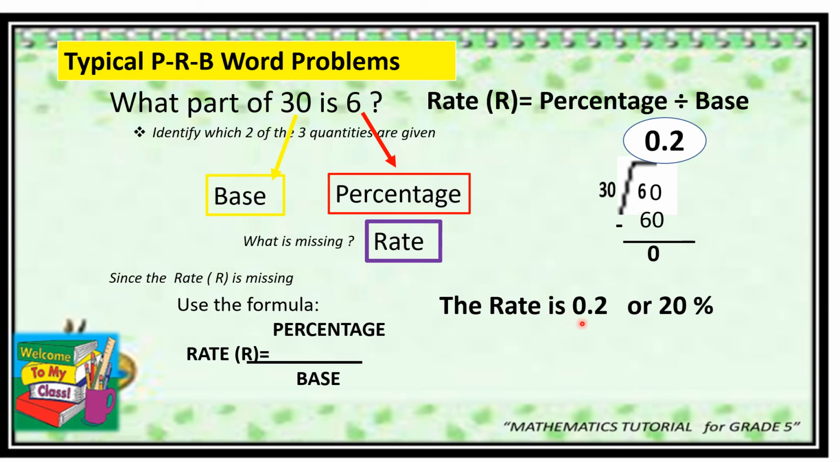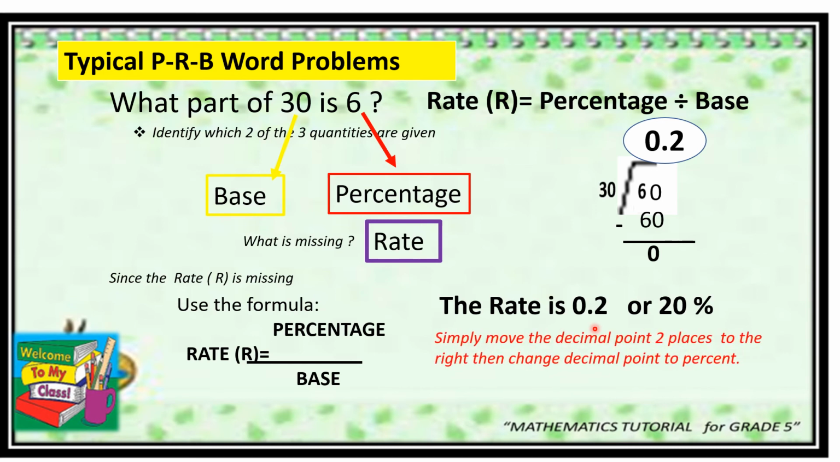Yung 0.2, imumove nyo ng 2 decimal places papunta sa right place. So, 1, 2. So, affix percent symbol. 0.2 or 20%. So, the missing element is the rate. The answer is 20%.